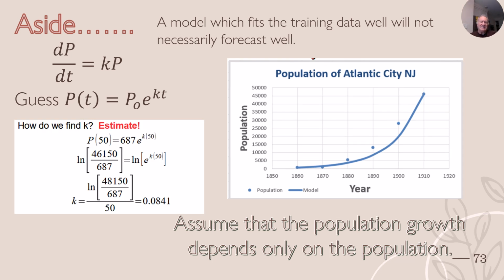Well, I can do better than guess. I can use one of the values. So in this case, what I'll do is solve for K. I'll divide both sides by the population, and I'm going to use some value, say 50 years. So at 50 years, that will be 1910, and the value there was 48,150. So I can use that to solve for K.